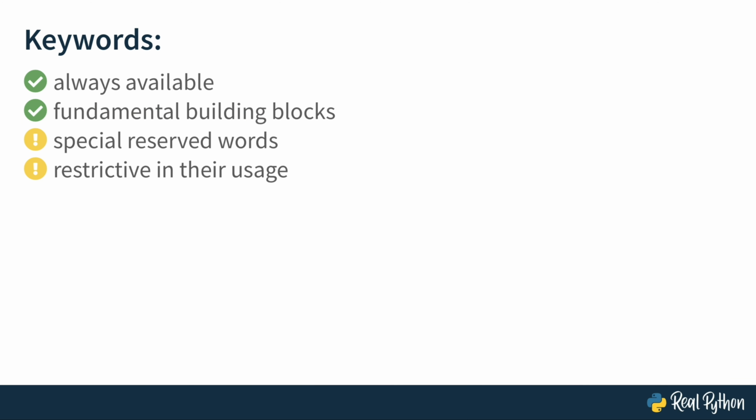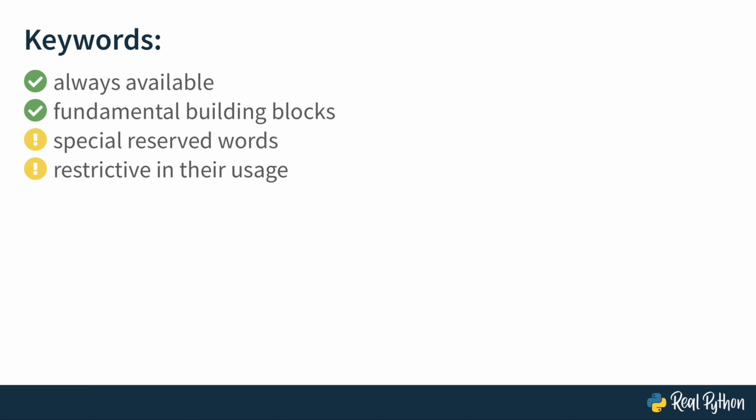Keywords in Python are special reserved words that have a specific meaning and are meant for a specific purpose in Python. These keywords are always available. That means you'll never have to import them into your code. They are fundamental building blocks. They are essential for Python syntax, but they also make the Python programming language more human readable. They are special reserved words that can't be used for anything but those specific purposes that they are meant for. And this makes them quite restrictive in their usage.